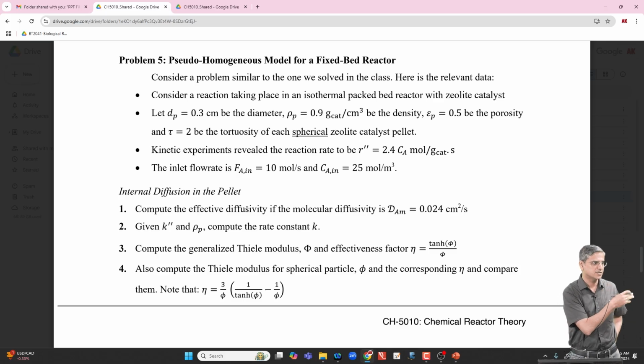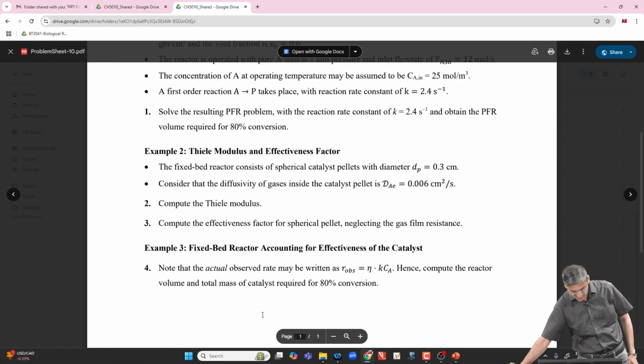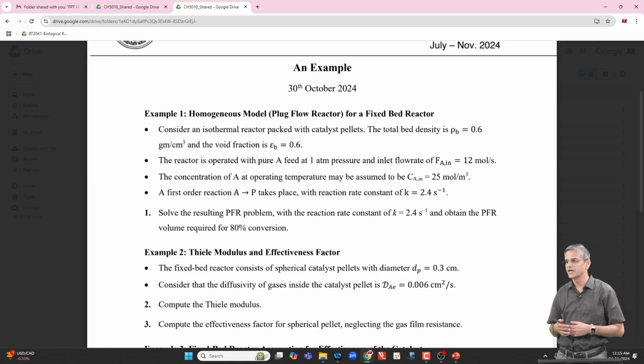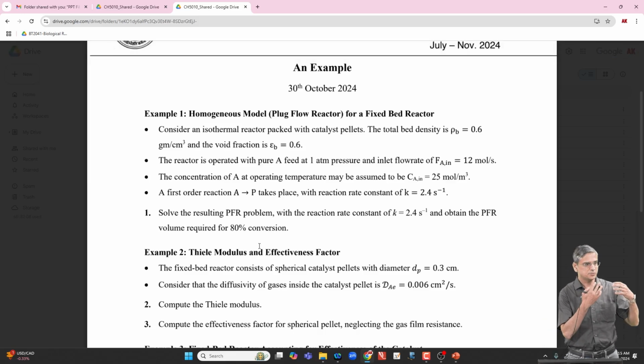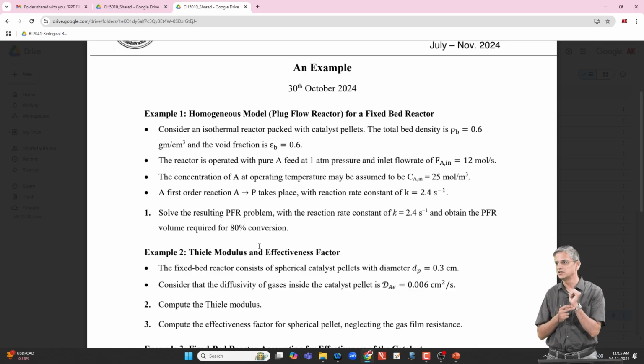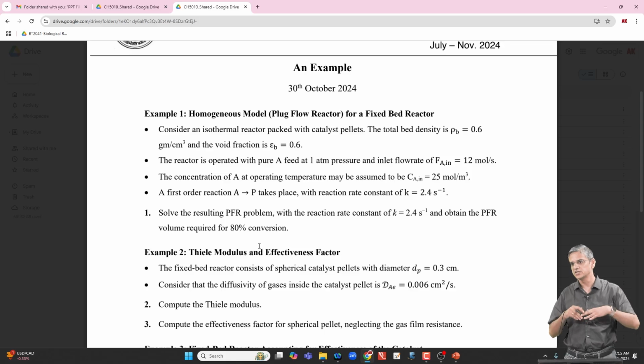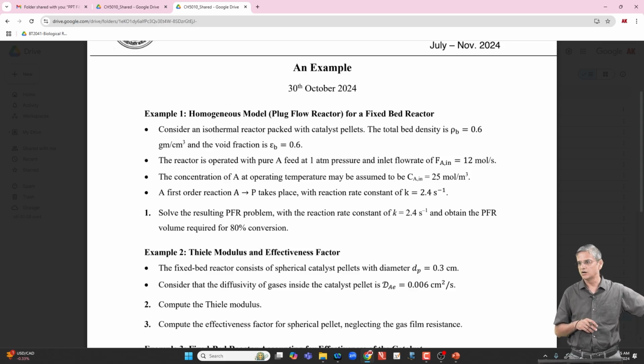One is so that you can connect the way I've done the tutorial. You can connect example 1 with what you have done or what you can do in PFR. You can connect example 2 with the Thiele modulus and eta. Combine example 1 and example 2 and just replace KCA with eta multiplied by KCA. That becomes example 3. That's how we tried to connect, in the previous class on Wednesday, 30th of October, the tutorial that we had.